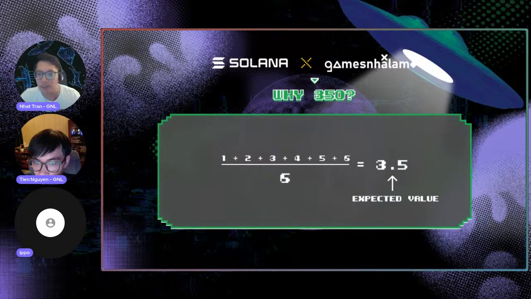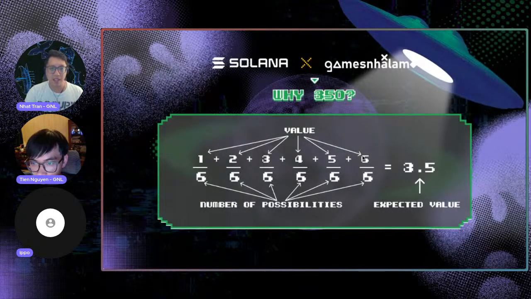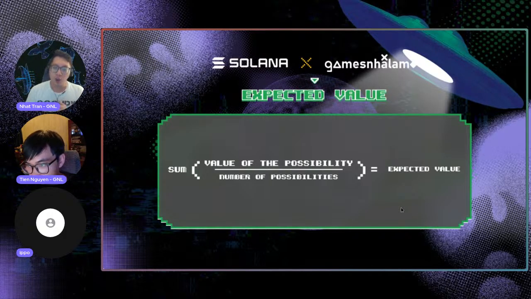Okay. If we divide all those things around, we can see that it is actually 1 over 6 plus 2 over 6 plus 3 over 6 plus 4 over 6 plus 5 over 6 plus 6 over 6, right? And what do we call this? The number up here is the value of the die. And the number down below here is the number of possibilities. And then we can have a formula to calculate expected value. Our formula will be something like this. In order to calculate the expected value, we can find the sum of the value of the possibility over the number of possibilities.